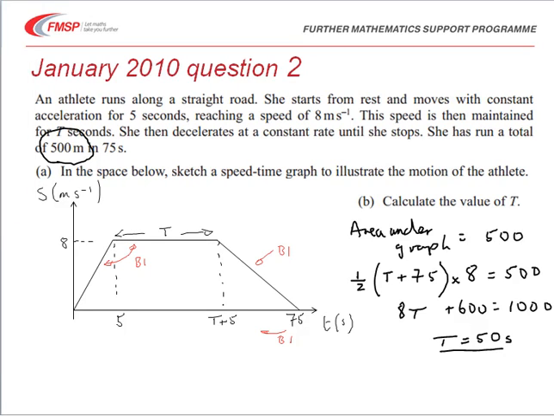The mark allocation for this part of the question, there were 5 marks in total. A method mark for using the area under the graph as being equal to 500, and then 2 A marks for correctly getting the formula for the trapezium, and then finally a method mark and answer mark for solving to get t.